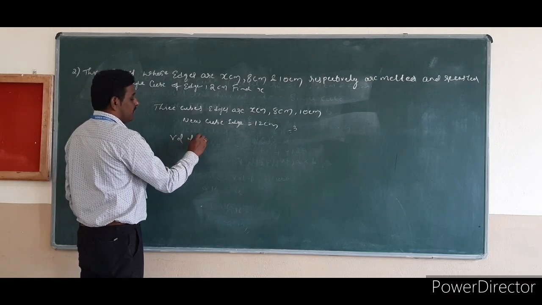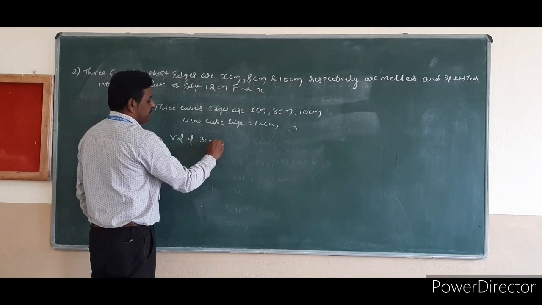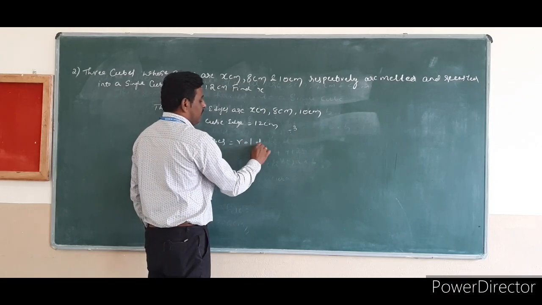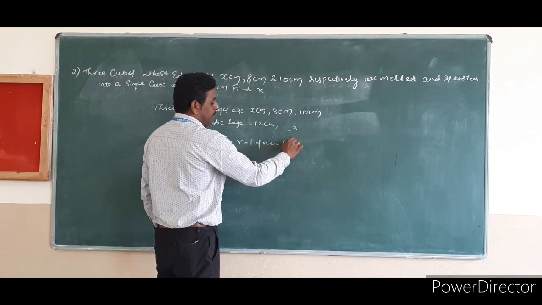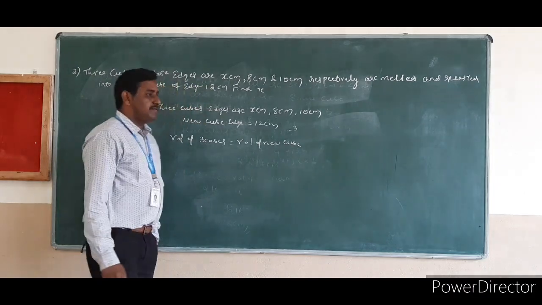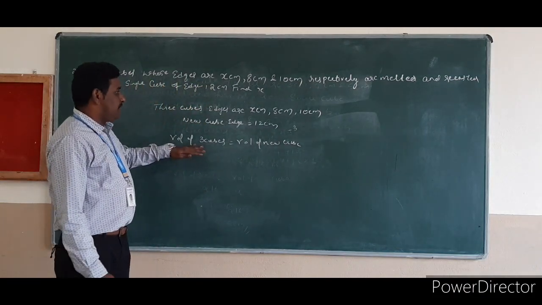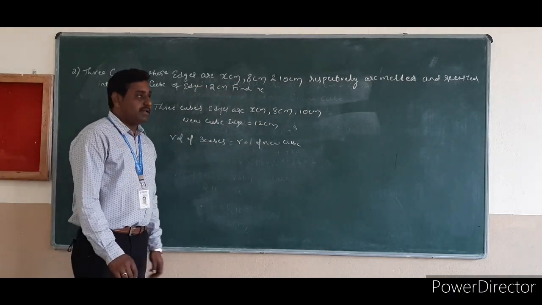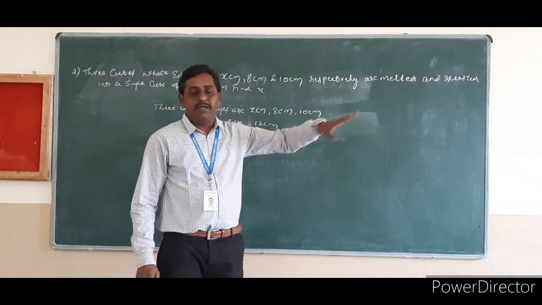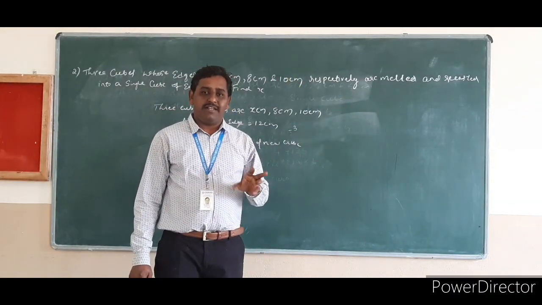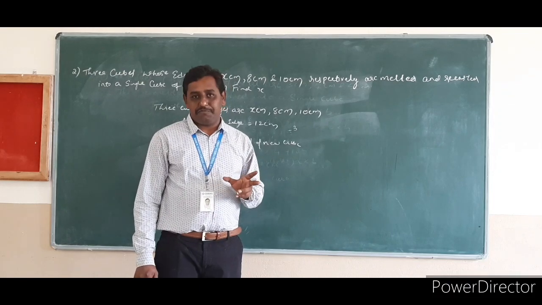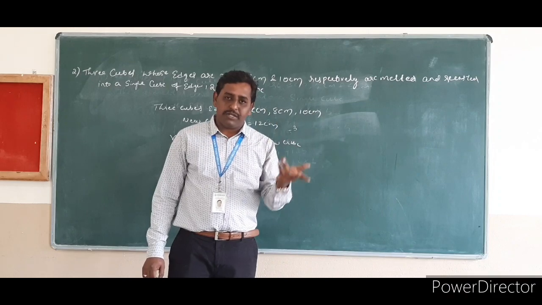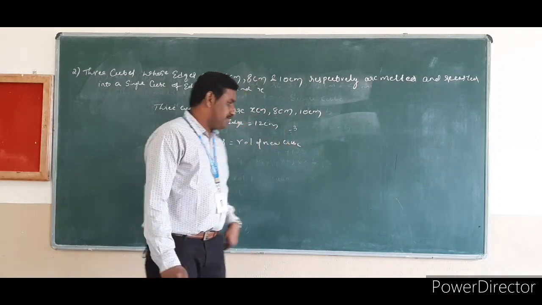So the volume of the 3 cubes is equal to the volume of the new cube, because we have to change the volume of these 3 cubes into the volume of a new cube. Recasting means there is no change in the volume. So the 3 volumes of the cubes are recast into a single cube.